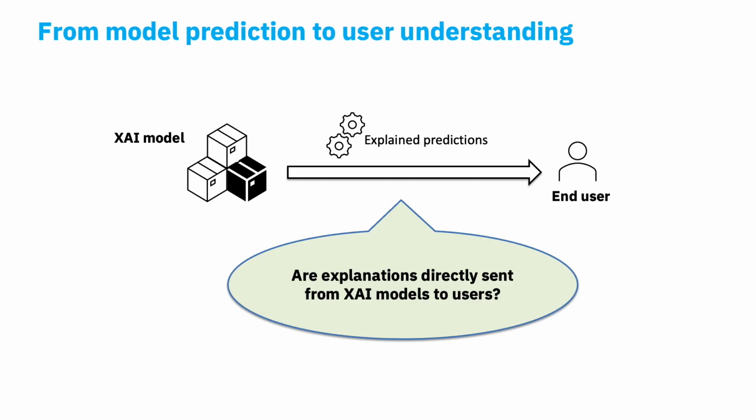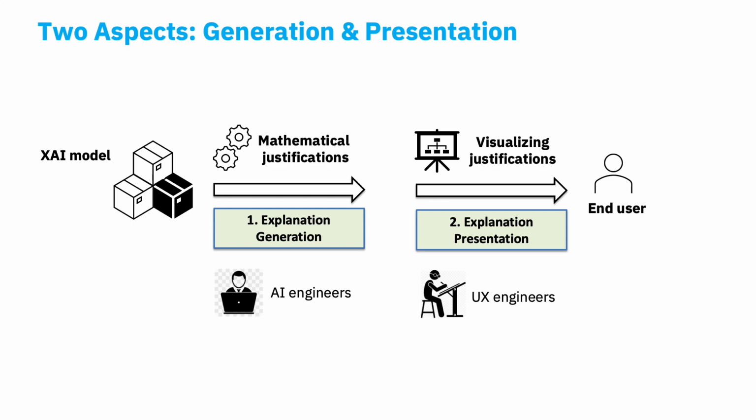For most prior work, they took the view that explanations are directly sent from the XAI model to the end user. That is, there's just one step, no intermediate step or fine-grained sub-steps between the XAI models and end user. There's an alternative view, that there are actually two sub-steps for explanation to flow from XAI models to end users. Concretely, the first step is where the XAI model generates the mathematical justifications for the explanation, and then these mathematical justifications, or we can give them a different name, raw explanations, are visually presented to the end users.